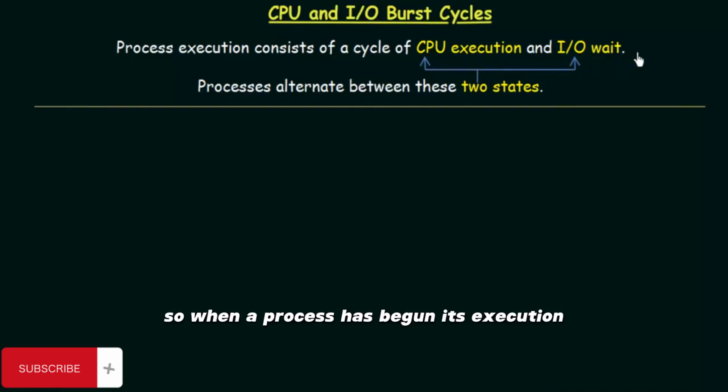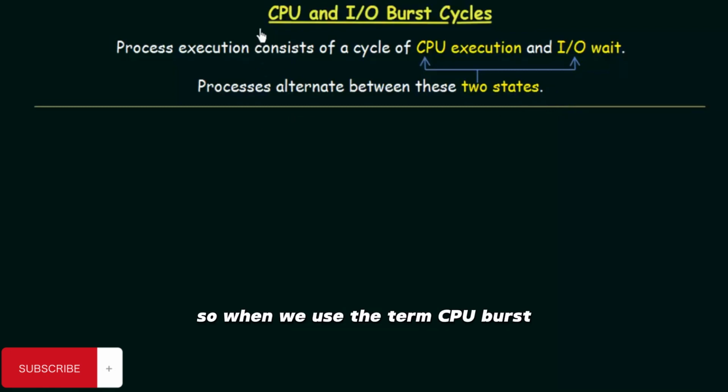When a process has begun its execution, it is in the CPU execution state. That means it is making use of the CPU for its execution. After that, the process may need to wait for an input-output operation to complete in order to continue its execution. When it is waiting for an input-output operation to complete, we say that the process is in the I/O wait state. These are the two states a process can be in once it has begun its execution, and processes always alternate between CPU execution and input-output wait.